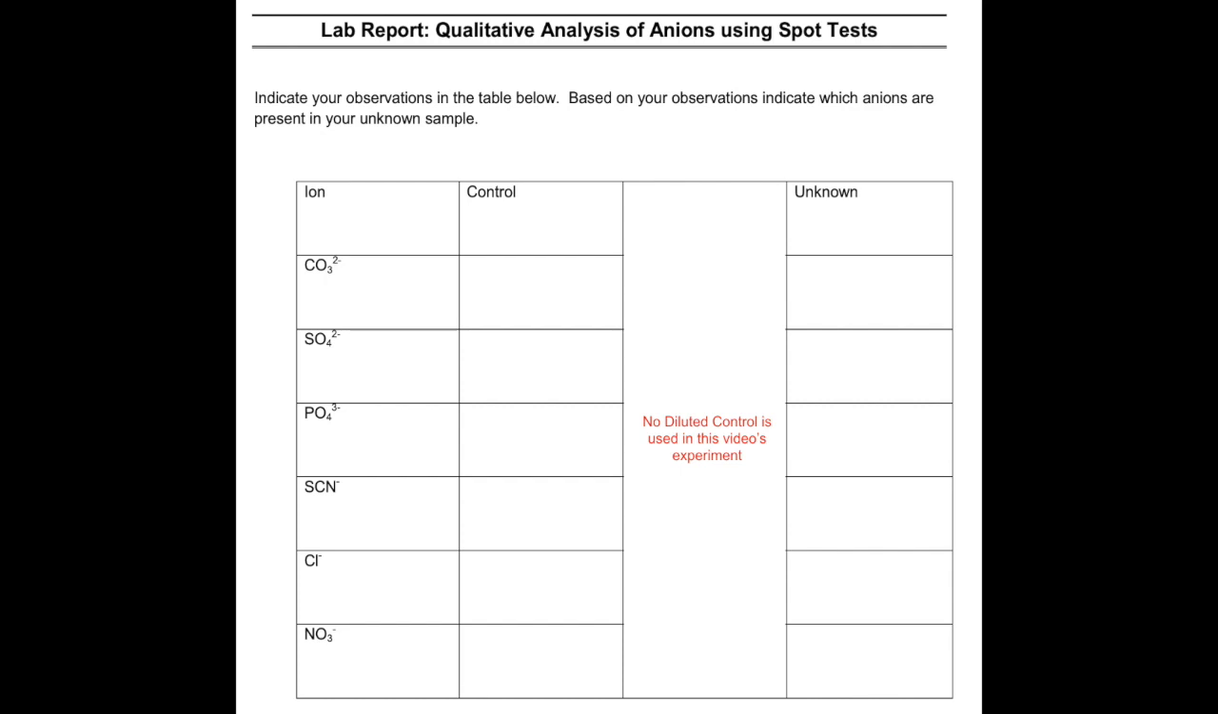In this experiment, we will conduct the test for each anion with two samples. The first sample is a positive control, which contains the anion and should give the result that we expect to see. The second sample is an unknown, which may or may not contain the anion that is being tested. The goal is to compare the results of the two tests for each anion and determine whether a particular anion is present in the unknown.